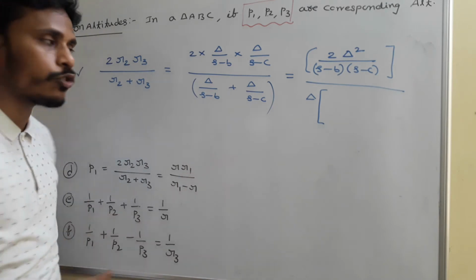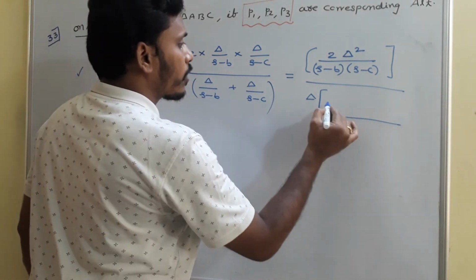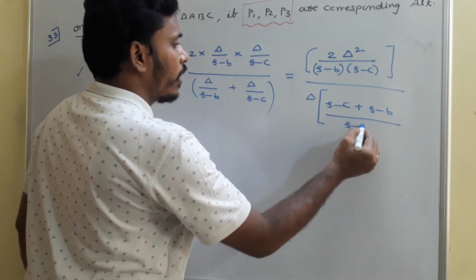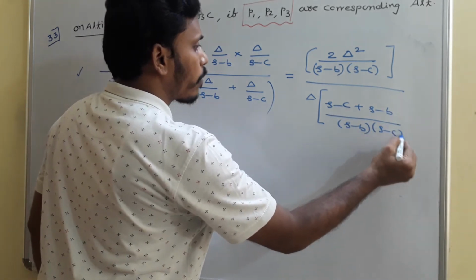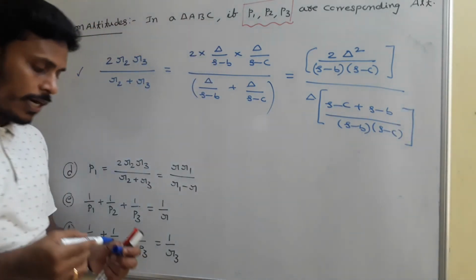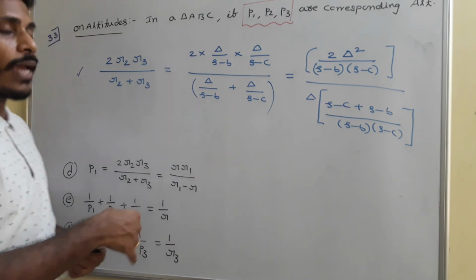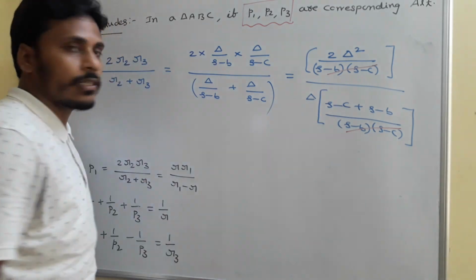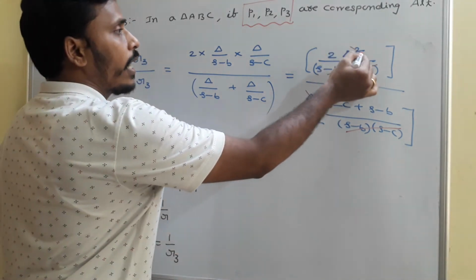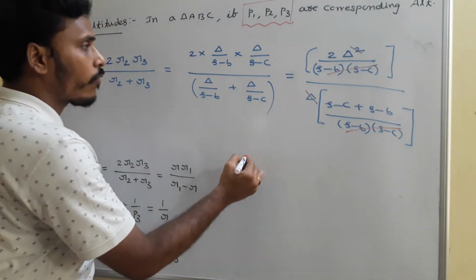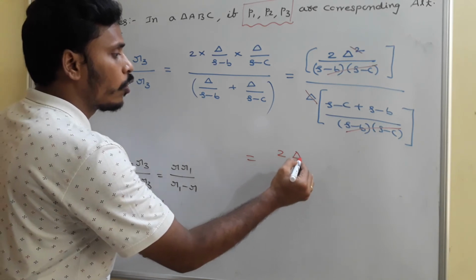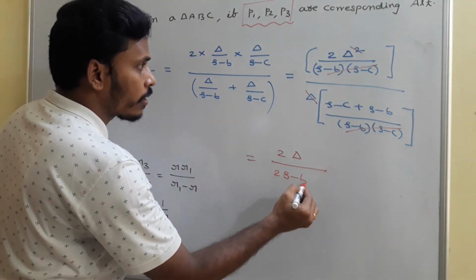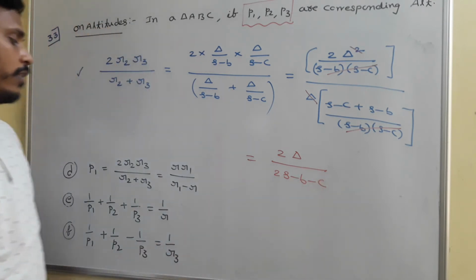What is the LCM of those two? Again (S minus B) into (S minus C), (S minus C) plus (S minus B) by (S minus B) into (S minus C). So that's the numerator and this is the denominator. We need to cancel out. Okay, just this S minus B, S minus C get cancelled. Delta and 1 delta also get cancelled. Now what are we left with? This is equal to 2 delta by, in the denominator, 2S minus B minus C.